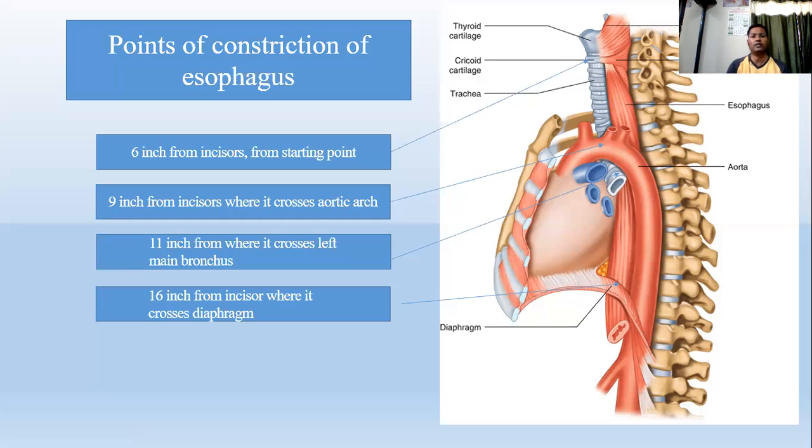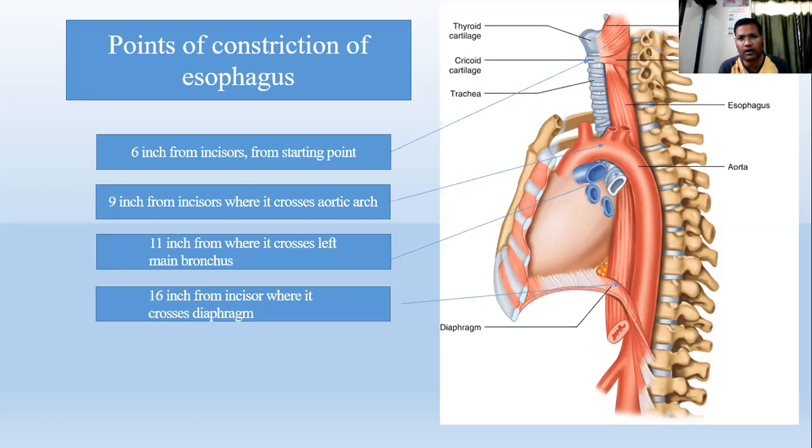Third part is 11 inches, where it crosses the left main bronchus. You know the trachea divides into the left bronchus and right bronchus. This is the part where the left bronchus crosses the esophagus. So this is the third narrowest part of the esophagus.